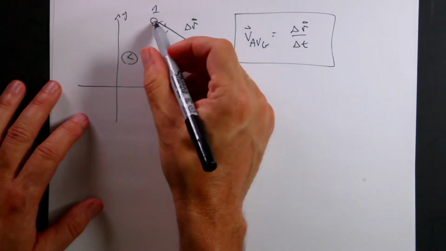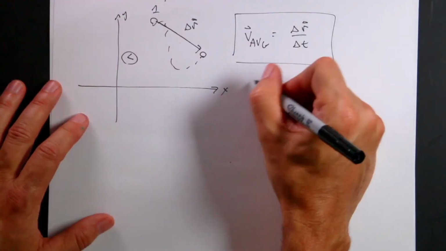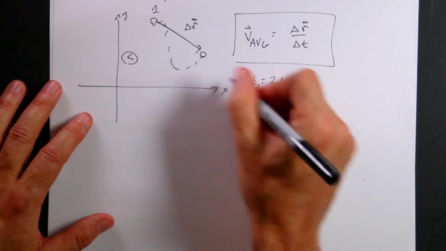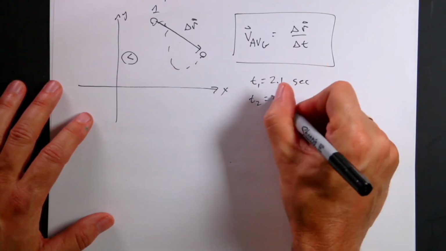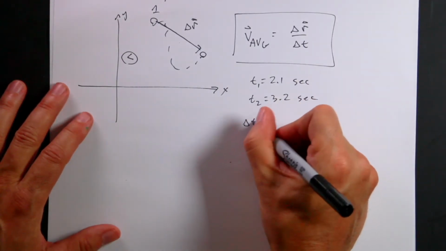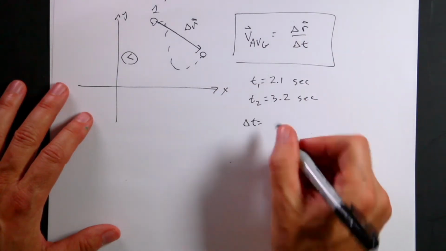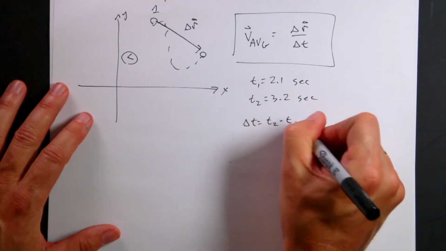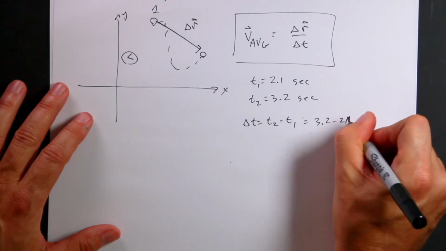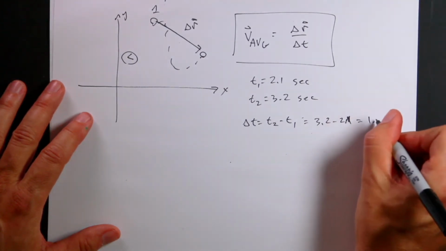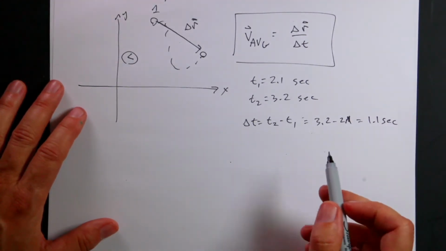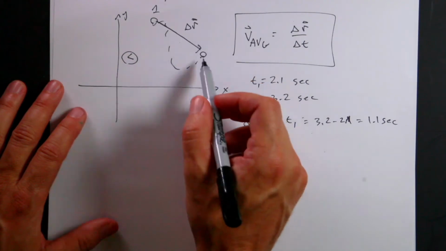And I start this at time of, let's say, t1 is equal to 2.1 seconds. And then a little bit later, t2 is equal to 3.2 seconds. Well, delta t, again, remember, I have delta, that's the change in. So it's going to be t2 minus t1, which is 3.2 minus 2.1, is equal to 1.1 seconds. So my delta t would be 1.1 seconds. That's not the time. That's my change in time. That's how long it took to go from position 1 to position 2.